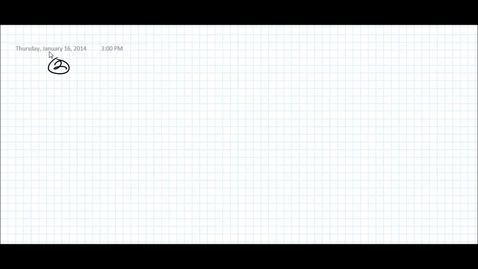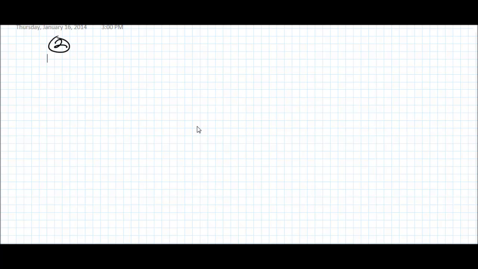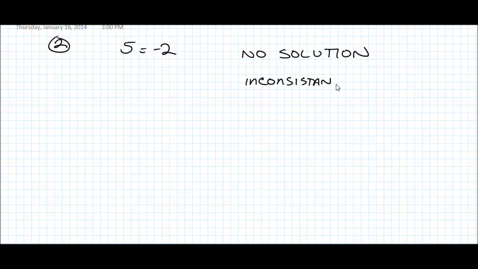Problem number 2 says this. Robert solved a system of equations and his result was 5 is equal to -2. Describe the results. Well, there's no solution. Okay, there's no solution. So if it's independent, there's one solution. If it's consistent, there's either one or more solutions. So it's no solution, it's inconsistent. Therefore, the lines obviously never intersect. So it's inconsistent.